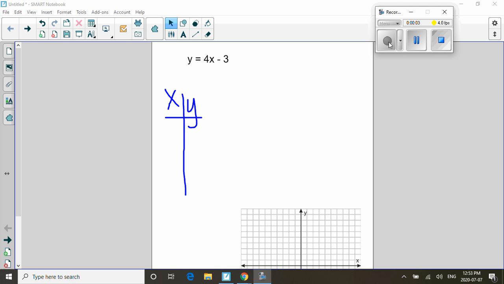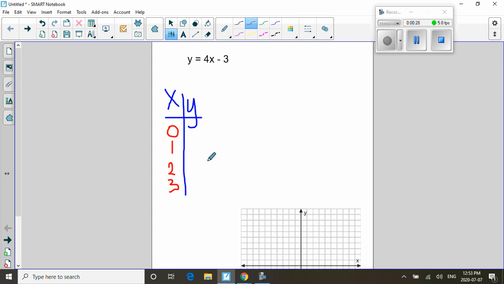Hi. So whenever you have an equation and you want to create a table of values for it, what you want to do is set up this t-chart. It's called a table of values. And then from there, you want to pick values for x. You can use any values you want. I'm going to try to go with easy numbers. So how about 0, 1, 2, and 3? You should always pick a few points. That way it'll give you a nice idea of what the graph looks like.